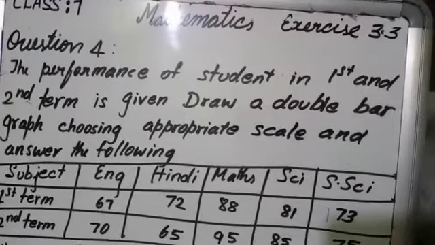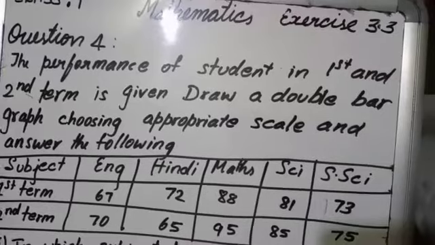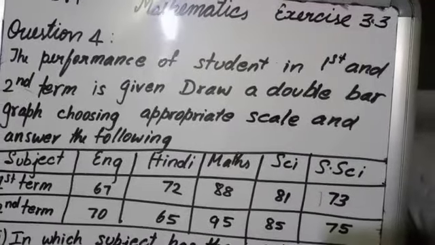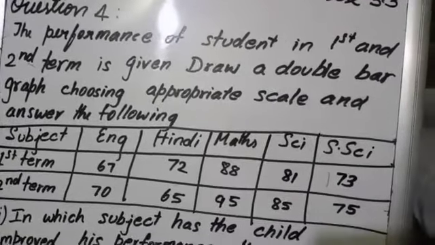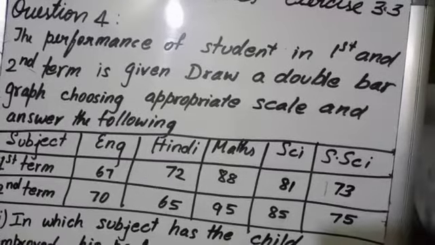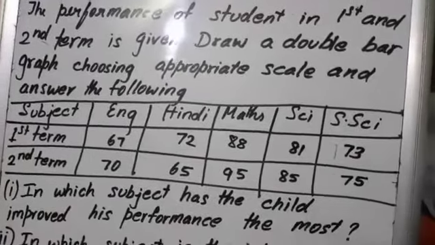Question number 4. The performance of the student in first and second term is given. Draw a double bar graph choosing appropriate scale and answer the following. Dear students, they are asking you to draw a double bar graph. That is mainly what they are asking. Then what is the given information?